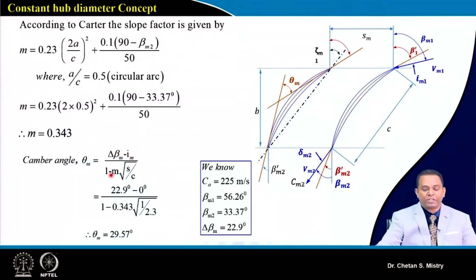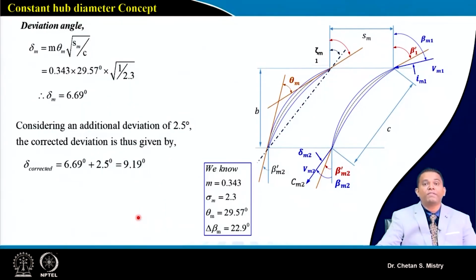Now once we know our parameter m, we can calculate our camber angle, that is delta beta minus incidence, as a function of my m parameter and solidity. If we do this calculation, my camber angle at the mid station is coming 29.57 degrees. In the same way we can use Carter's relation for calculation of the deviation angle, and that's coming as 6.69, similar to what we have discussed earlier for almost all designs. Based on your computational study or past experience, you can do the correction for your deviation angle.